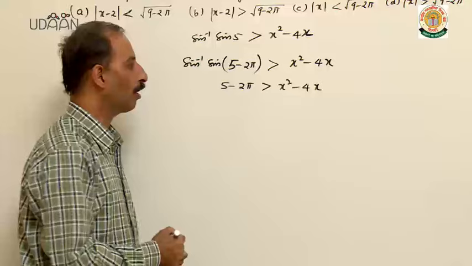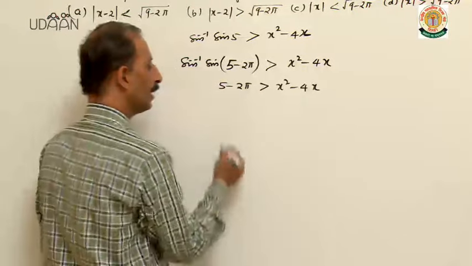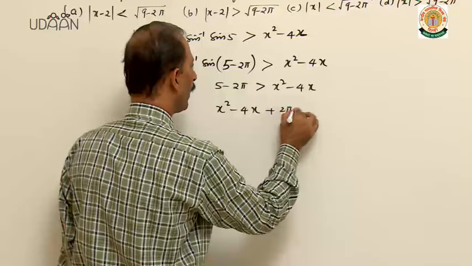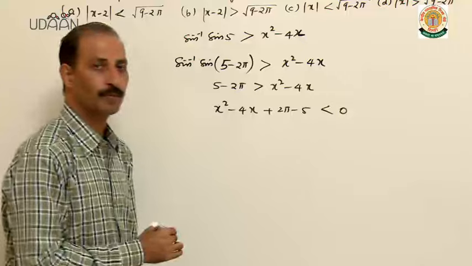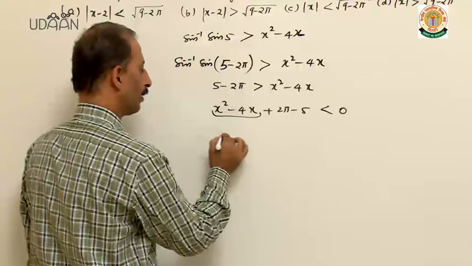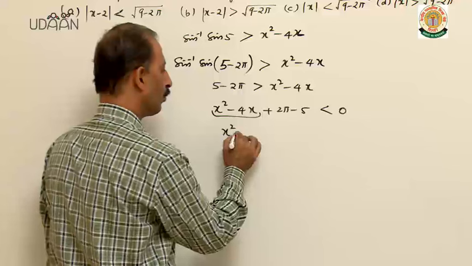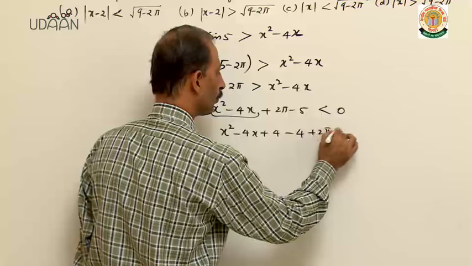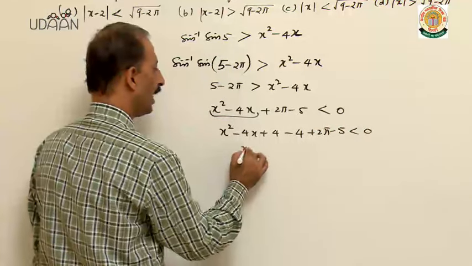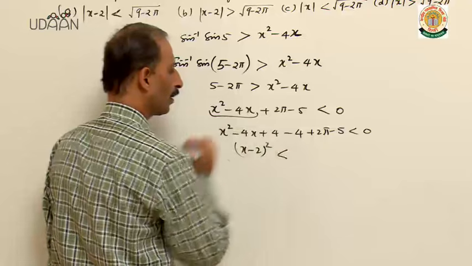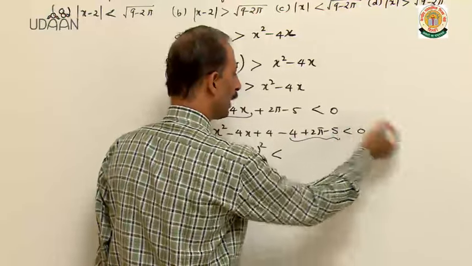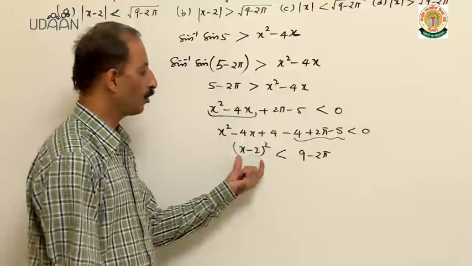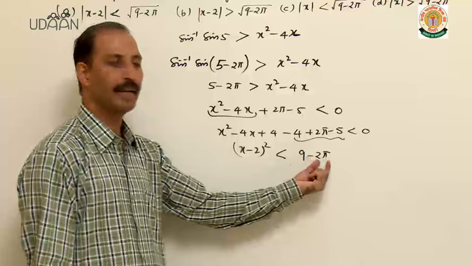Now we have to solve this inequality. All quantities transfer to the right hand side. It becomes x square minus 4x plus 2 pi minus 5 is less than 0. Now we are converting into a perfect square, so we add 4 here and subtract also. So it becomes x minus 2 whole square is less than, transferring these quantities to the right hand side, 9 minus 2 pi. x minus 2 whole square is less than 9 minus 2 pi.